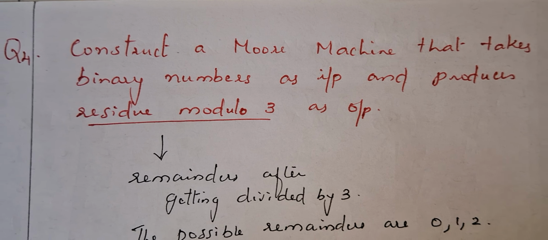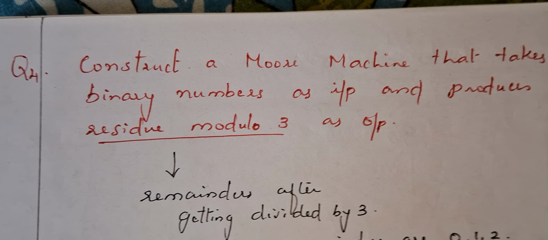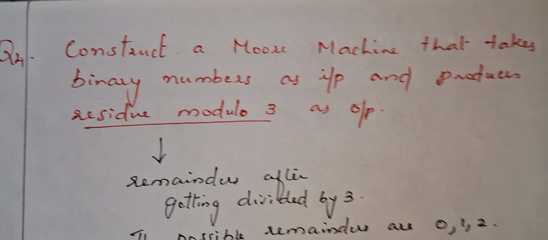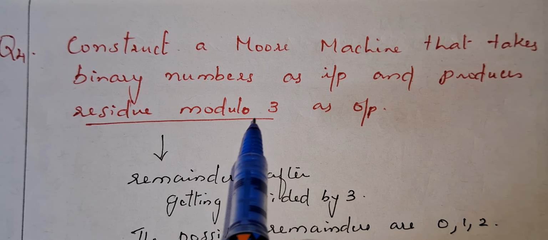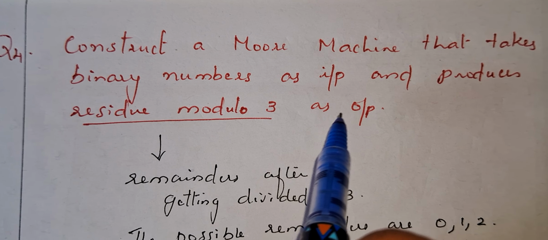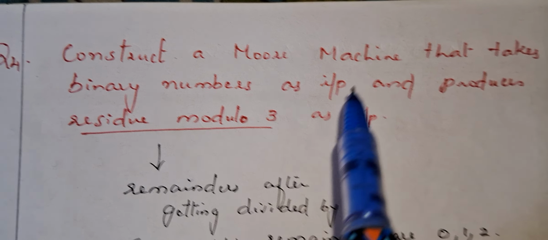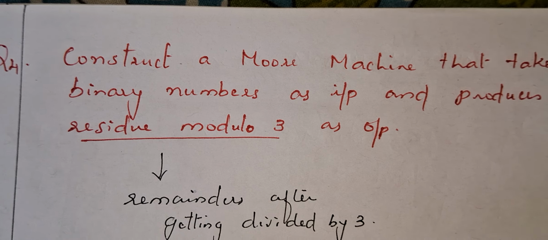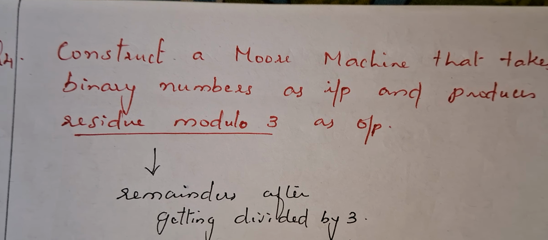Next problem is construct a Moore machine that takes binary numbers as input. So our inputs are 0 and 1. Binary numbers as input, that is sigma equal to {0, 1}. And that produces residue modulo 3 as output. Residue modulo 3 means after dividing by 3 you will get some remainders. So we are dividing an input string by 3, it will produce the remainders 0, 1, 2.